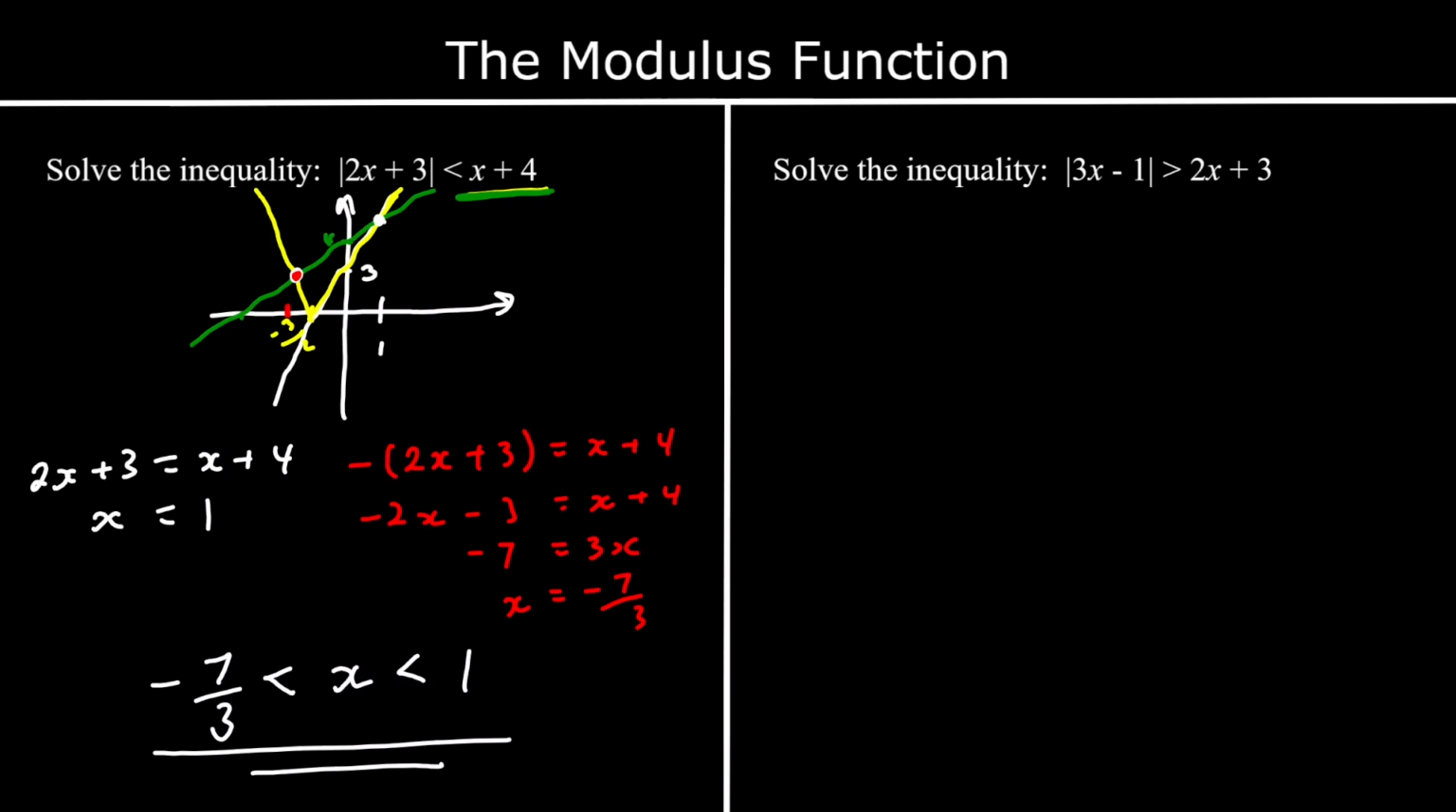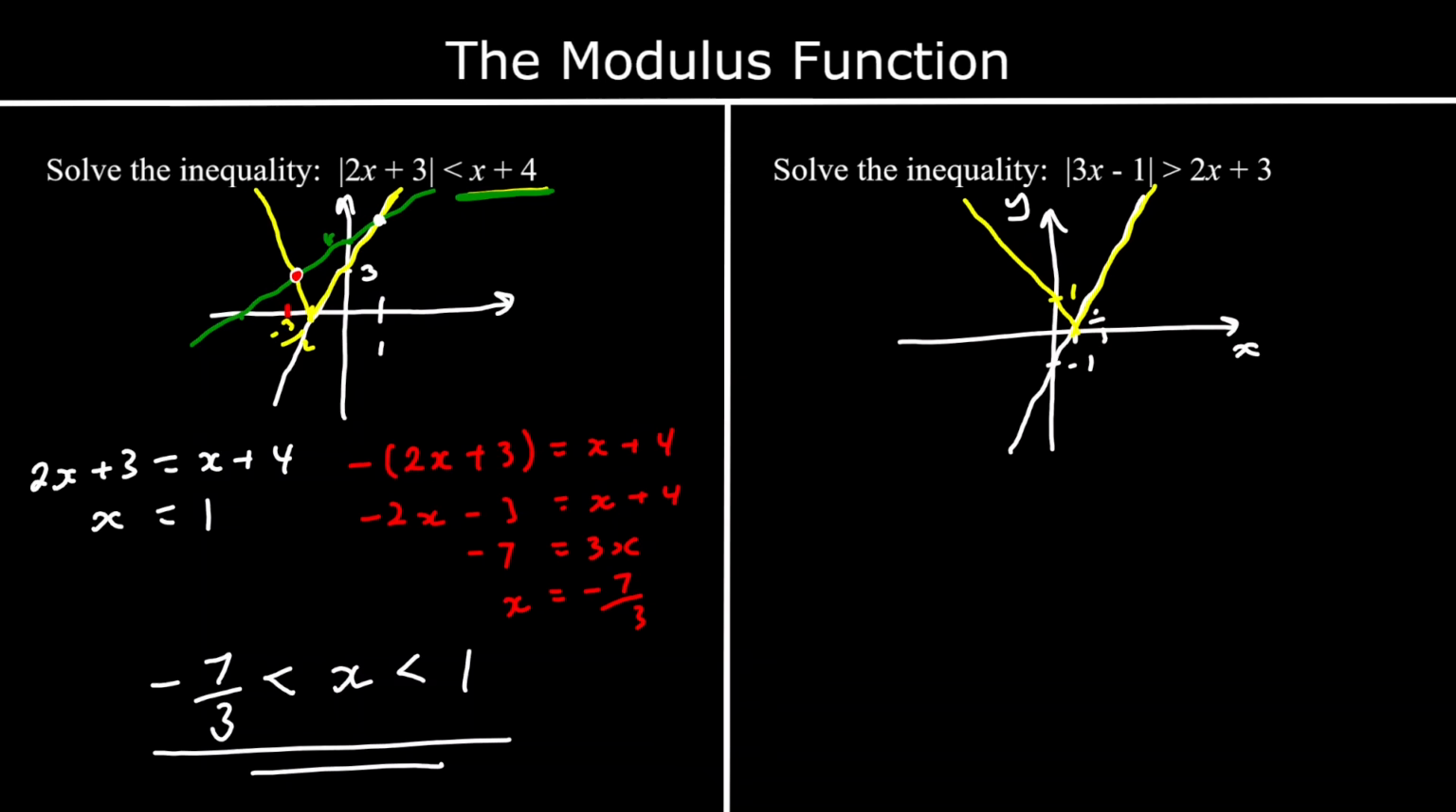So we want to know where the modulus of 3x minus 1 is bigger than 2x plus 3. So quickly sketch the graphs. So the original 3x minus 1, y-intercept of -1, quite a steep gradient of 3. And it'll cross the x-axis when y equals 0, which will be at 1/3. The modulus of it is going to cross at 1.